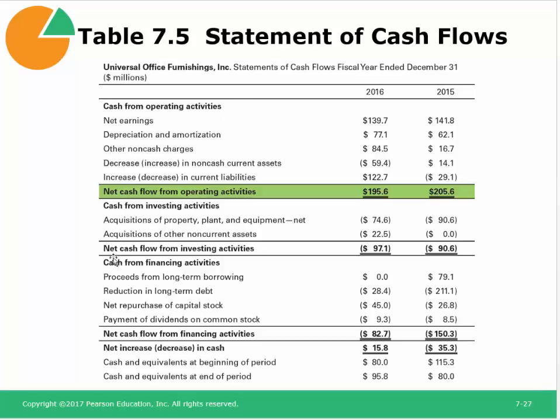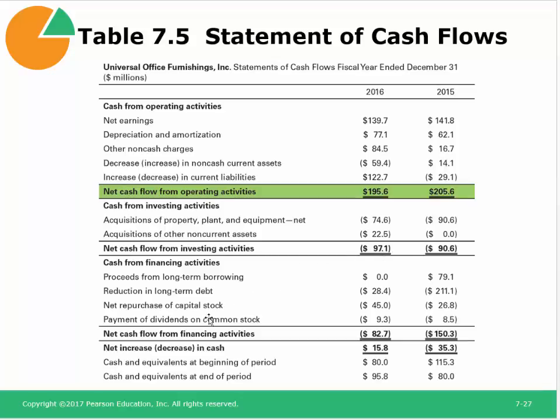What else happened? Well, we also bought some assets. Last year, we spent $90 million on buying assets. This year, we bought $97 million. So we actually have expanded our asset base, which we talked about a little bit earlier. Assets increased by $7 million.